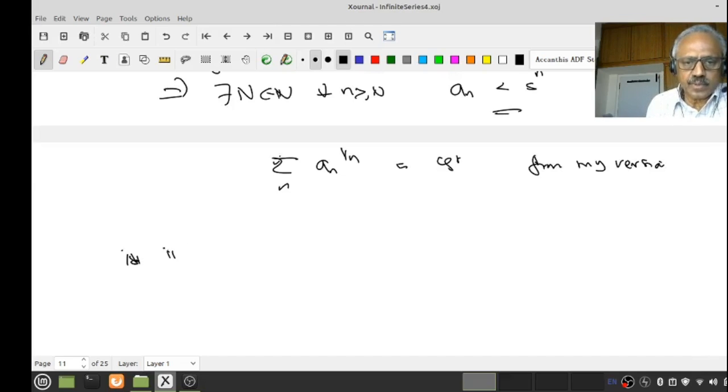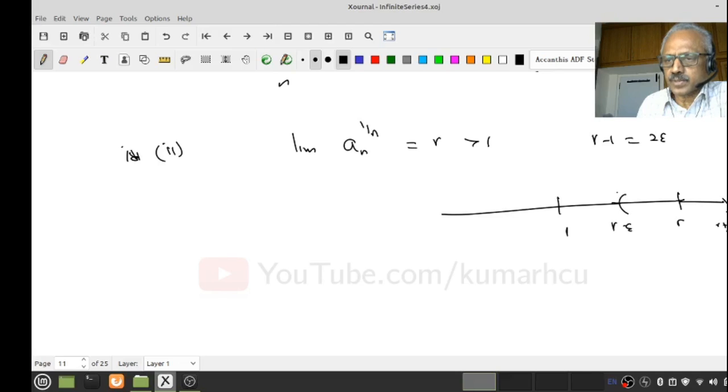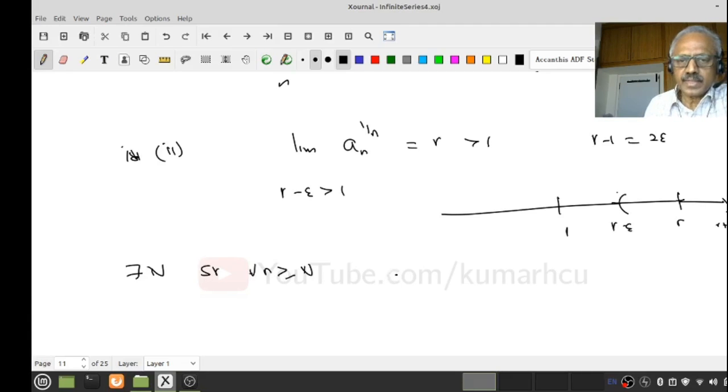Next, let's look at the second one. Suppose limit a_n to the power 1/n is r, where r is greater than 1. Again, let's look at the picture. I have 1 here, and this r is greater than 1. Therefore this is my r, and r minus 1 I can write as 2 epsilon. Therefore I can take r minus epsilon to r plus epsilon, and r minus epsilon is also greater than 1. Do you follow that? Yes, right. Now, for this epsilon there is a natural number N so that for all n greater than or equal to N, a_n to the power 1/n lies in the interval r minus epsilon to r plus epsilon.